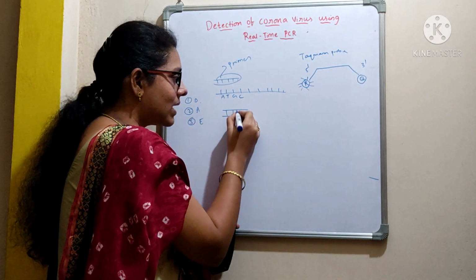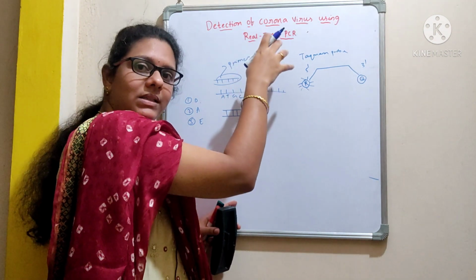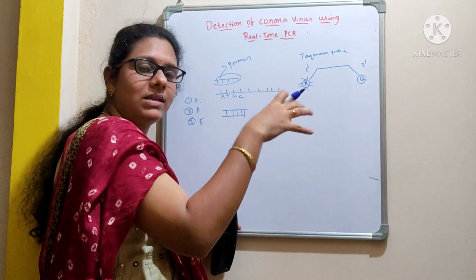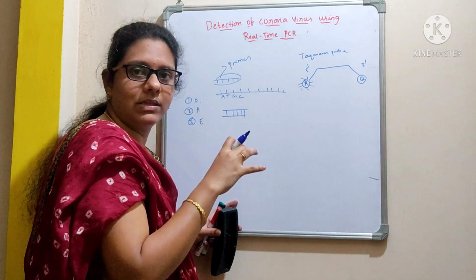So this is the double-stranded DNA. How did we get this DNA? Once we collect the sample from the patient, we extract the RNA, and that RNA is converted into DNA with the help of a reverse transcriptase enzyme.